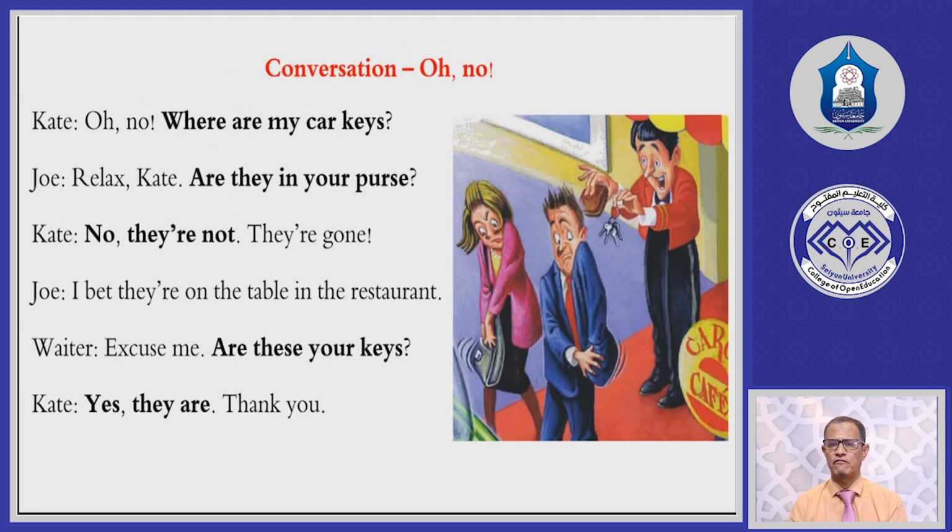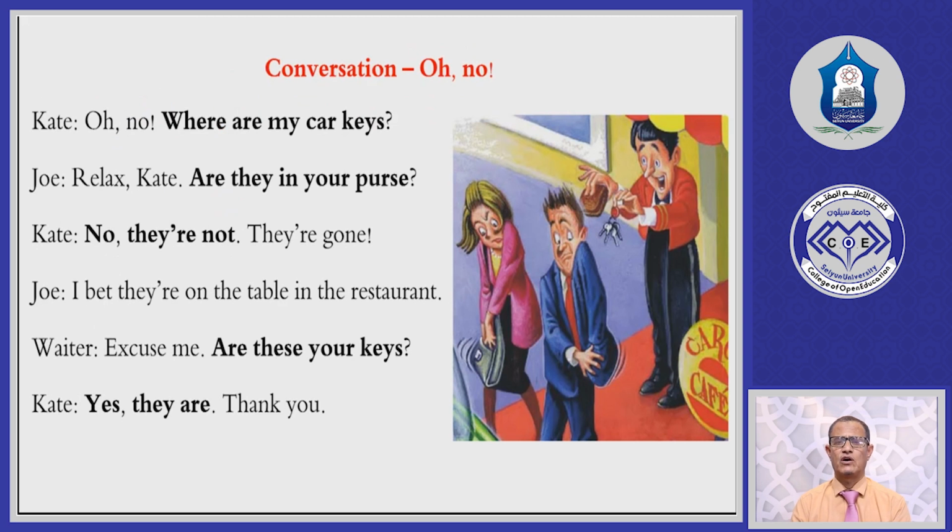Now at this point we have a conversation, and in this conversation we have the use of these verbs, that means yes/no questions and also WH questions, questions that give information. You can see that clearly in bold. Those questions are given to you in bold, and their answers also. Kate asks a question to Joe: oh no, where are my car keys? This is a WH question, because we have where are, and we use are here because we have a plural.